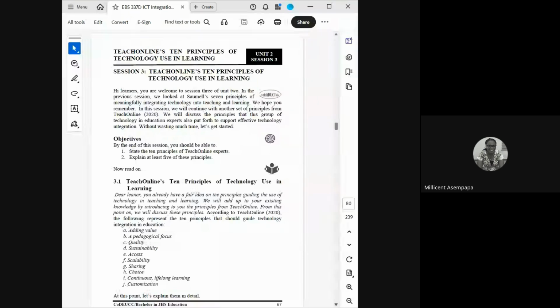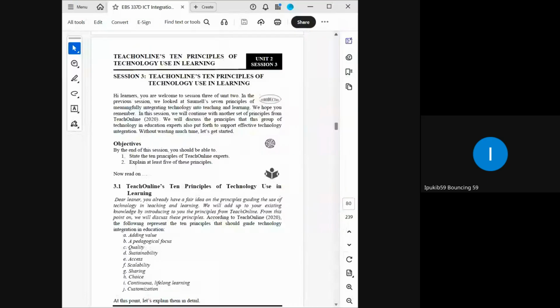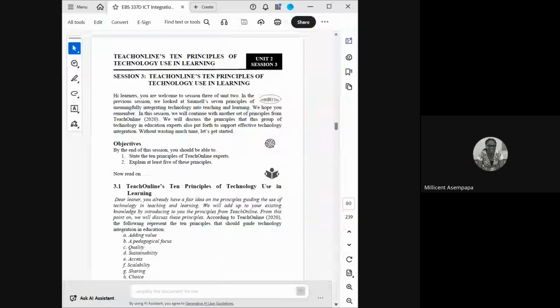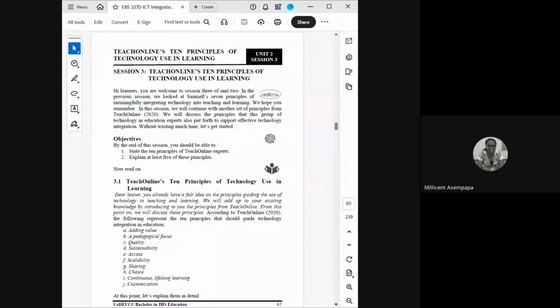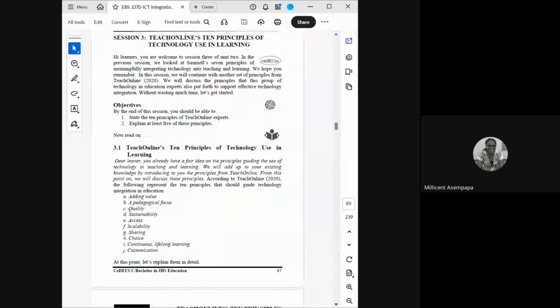Section 3 is talking about the Teach Online principles. We spoke about Samuel's principles. How many does Samuel have? Samuel has 7. Teach Online has 10 principles. So here we are going to state the principles of the Teach Online experts, then explain at least 5 of them. We will talk about the principles and then try to touch all of them.